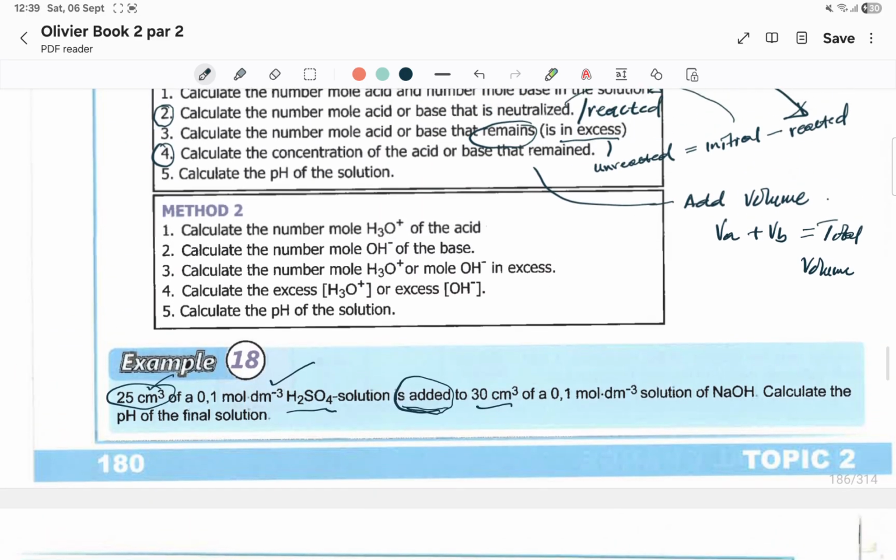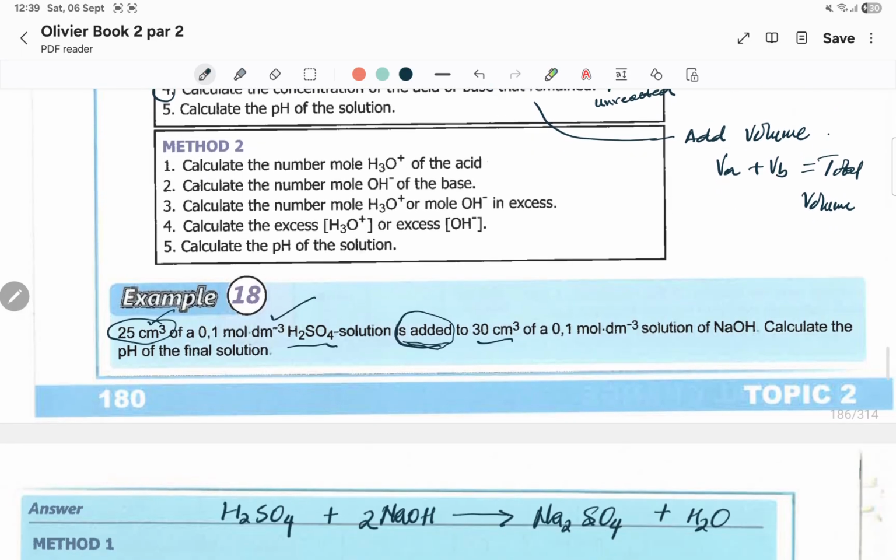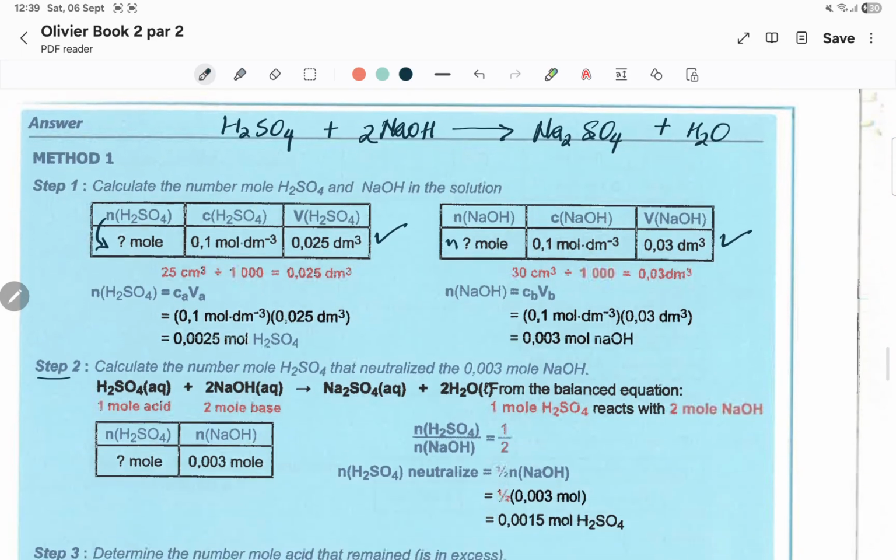So our first step: calculate the number of moles of acid, and this is not 'or', it is 'and'. So we are calculating both the number of moles for the acid as well as the number of moles for the base. So that was the first step. We calculated both the number of moles of acid and the number of moles of base.